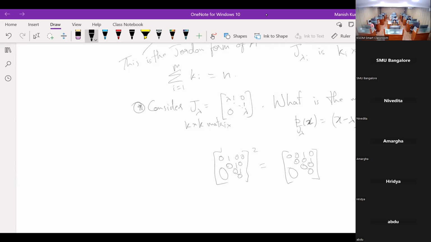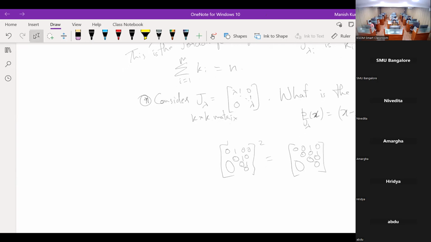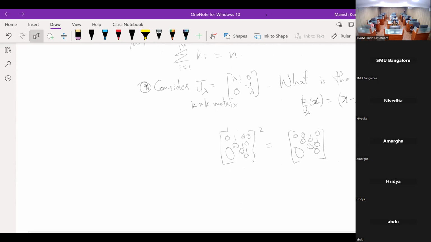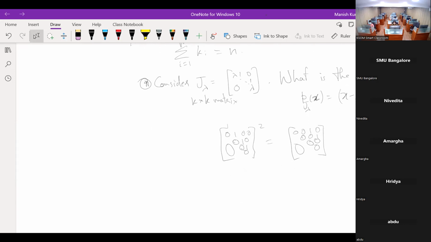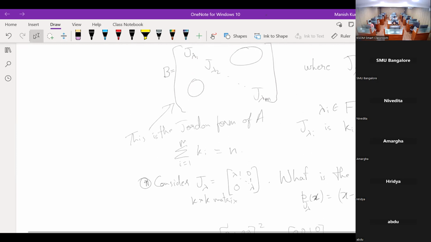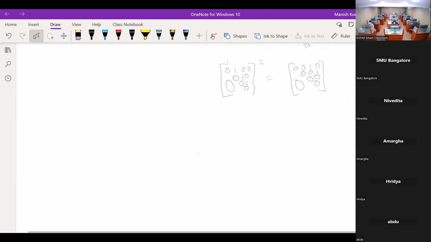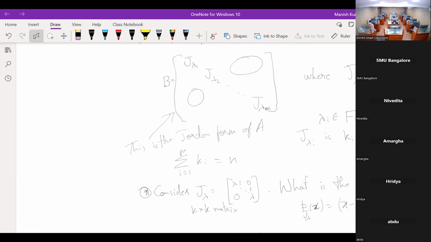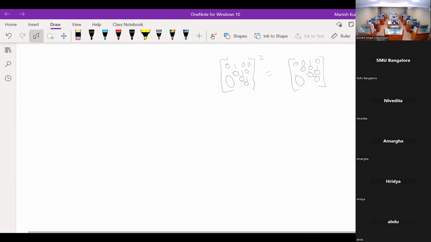So the minimal polynomial in this case is what I have written. This is how the Jordan blocks look. Now here the lambdas may not all be distinct, so there may be repetition. For instance, it may happen that lambda 1 is the same as lambda 2 is the same as lambda 3. So before doing the proof, let's see some examples of Jordan forms of some matrices.